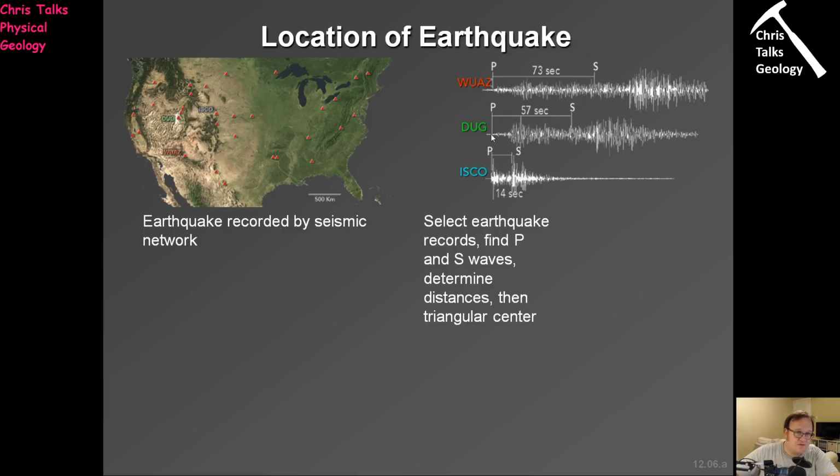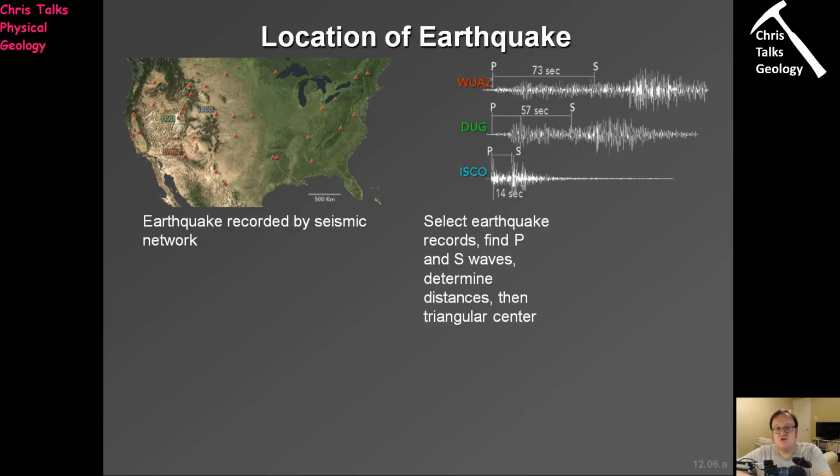Then we have DUG. The first P wave arrives here, the first S wave arrives here. That's a gap of 57 seconds. And then finally we have ISCO down here. First P wave arrives here, first S wave arrives here. That's a gap of 14 seconds. So just based on this, we can see that ISCO is the closest monitoring station to the earthquake because the gap between the first P wave and the first S wave is the smallest.